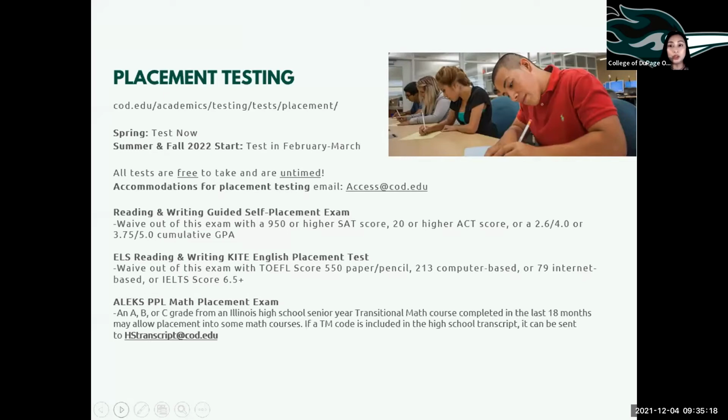For ELL students or ESL students, there is a reading and writing Kite English placement exam, and students who may have completed TOEFL exams can use those TOEFL scores to also be exempt from the reading and writing placement test. However, if you find that you don't meet the criteria for any of the placement tests that I've mentioned for reading and writing, there will be a guided self-placement that you will find within your My Access account profile. And that will be used, again, to determine some social sciences and English composition level classes.